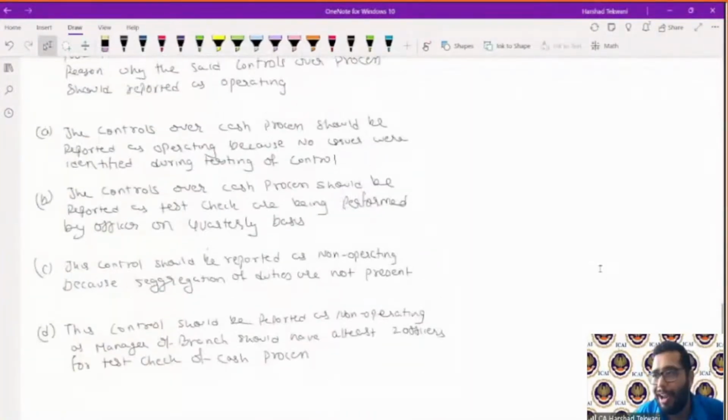1, because you did not identify any issues. Number 2, because on a quarterly basis the officer performs a test check. Number 3, you should not report as a pass because there is a segregation of duty issue. Number 4, you should not report as a pass because there should be at least 2 officers for the test check. What is the correct answer over here, guys?